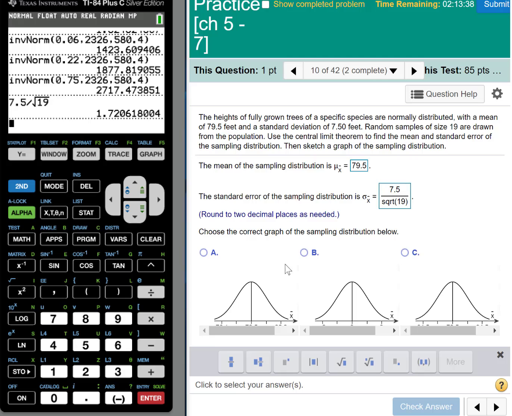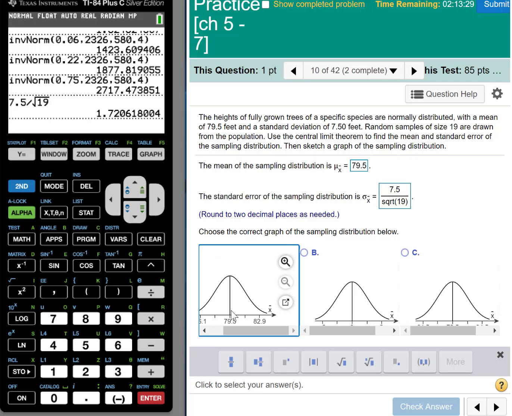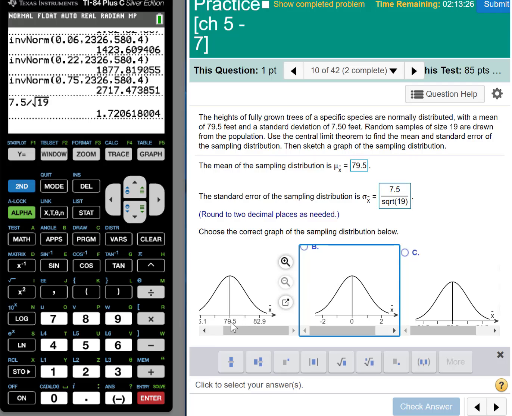So let's see which graph will resemble the sampling distribution here. Is it this graph? The mean is 79.5. Look, it can't be this one because the mean is 0 here. So it's either this one. Let me see, this graph here, 79.5. Okay, but the standard deviation, 7.5 divided by the square root of 19, is about 2. So if you move from the mean to the end, you should move 3 standard deviations, about 6. And look here, I have 79.5, it moves to 82.5, it's not a 6, so it can't be this one.